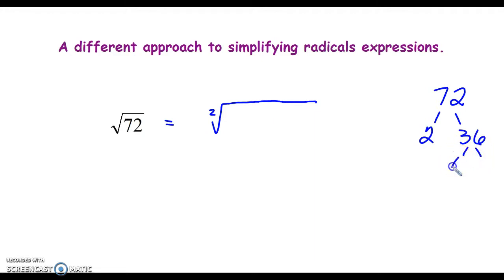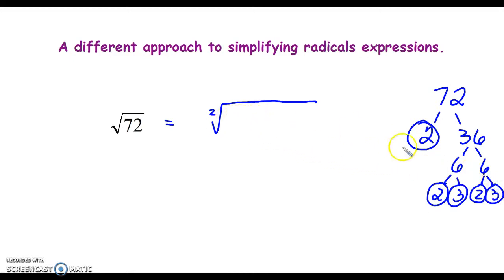All right, I know 36 is 6 times 6. Oh, 2 is prime. 6 and 6 are not. 6 is 2 times 3. Those are prime. And this 6 is 2 times 3. So there's your prime factorization. So here I've got 2 times 2 times 2, and a pair of 3's, times 3 times 3.